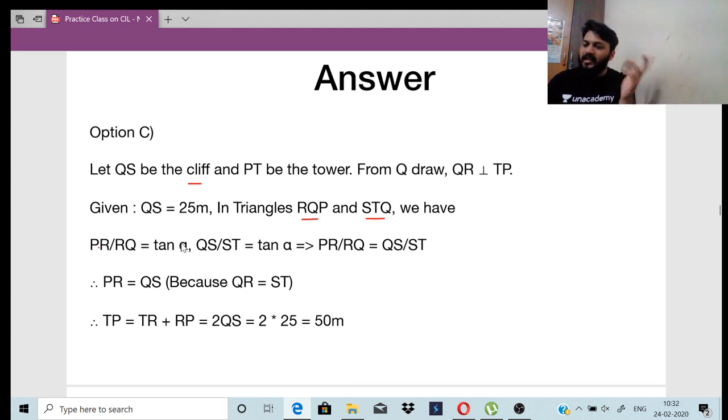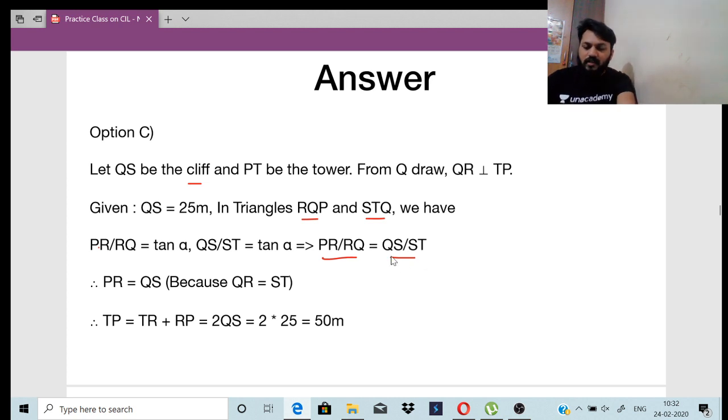तो दोनों साइड हम tan ही लेंगे, right? Yes. Base is same for both the towers. Take tan alpha both the sides. PR by RQ is equal to tan alpha. QS by ST equals tan alpha, right? Tan alpha gets cancelled. What I'll get? PR by RQ is equal to QS by ST, right?